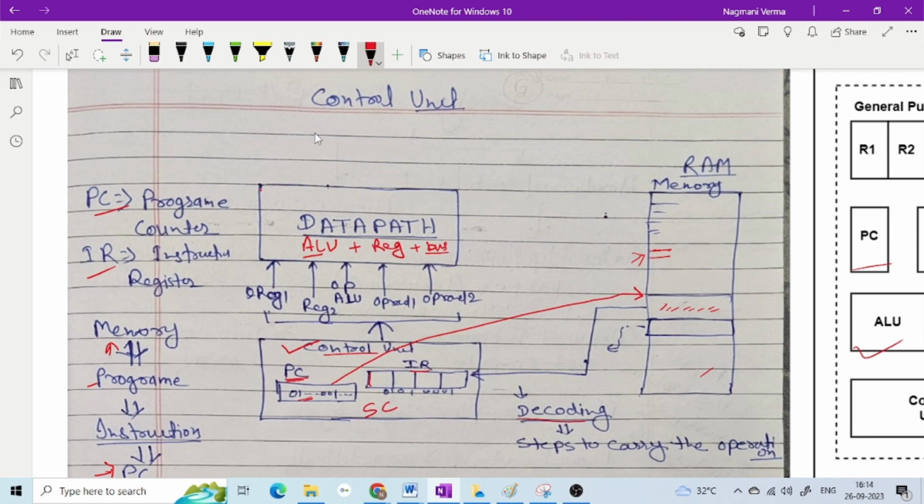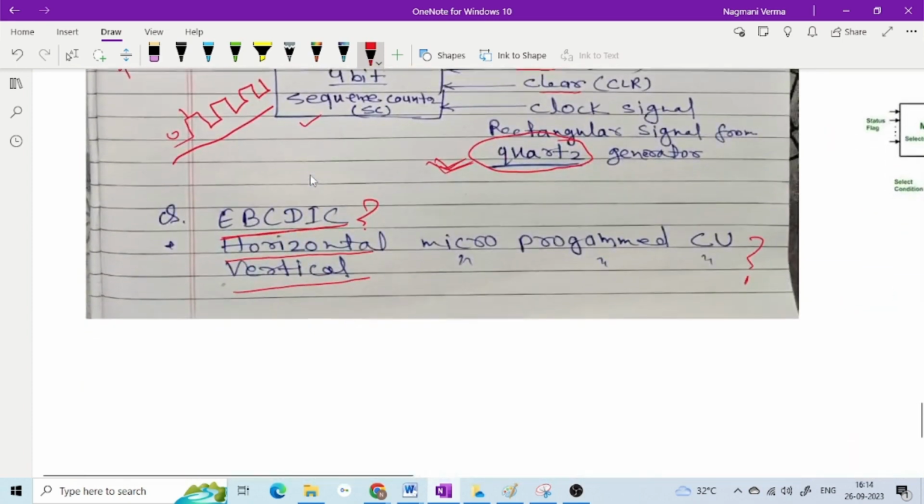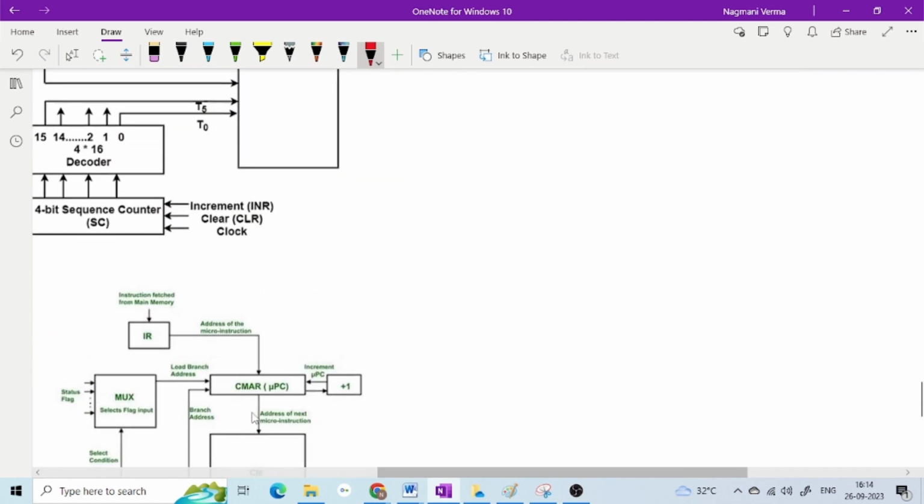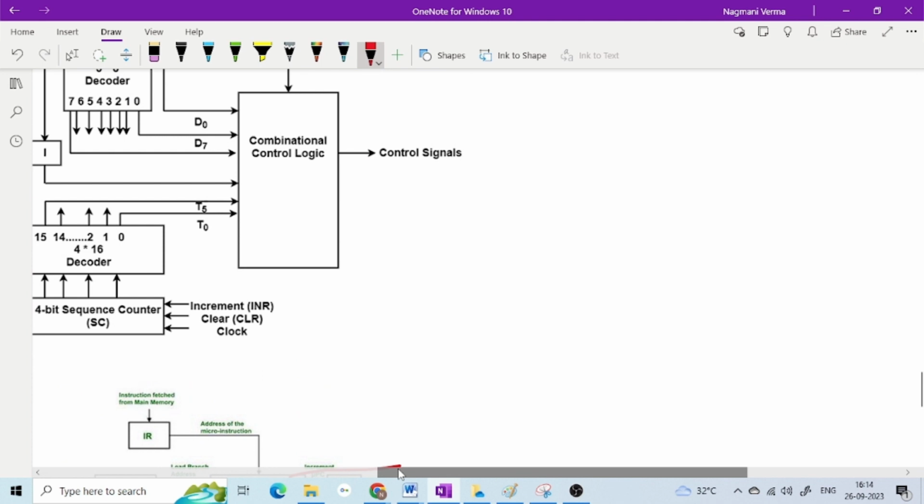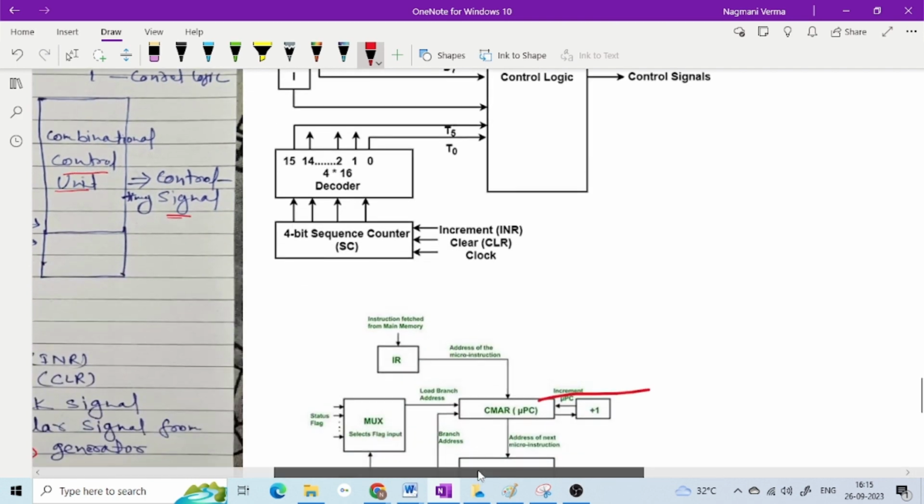And they will generate the control signal. Okay, if you look at this diagram, this is the same thing. A decoder is there, one 4 into 16 decoder is here, the conventional control logic, and it is sending the control signal. Here we have increment, clear and clock signals coming to the sequence counter. I hope this is done for the control unit.